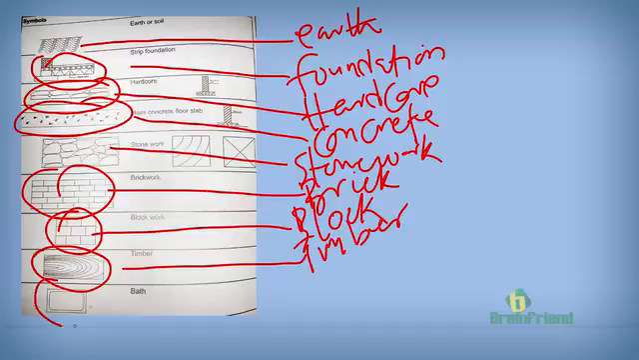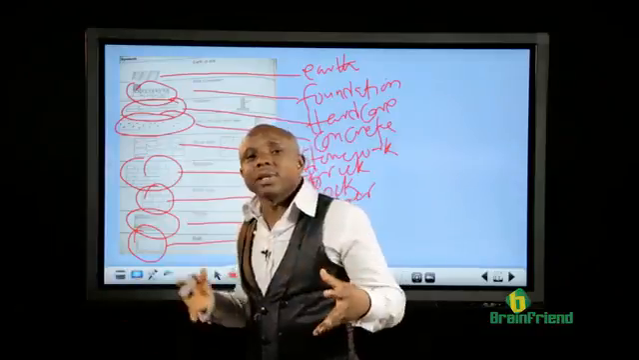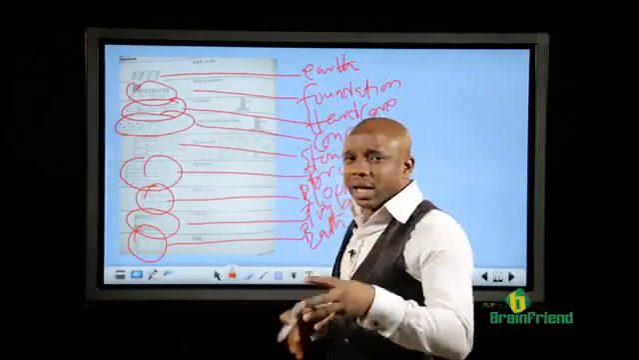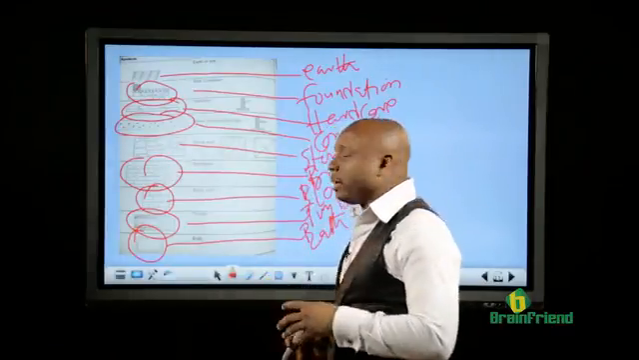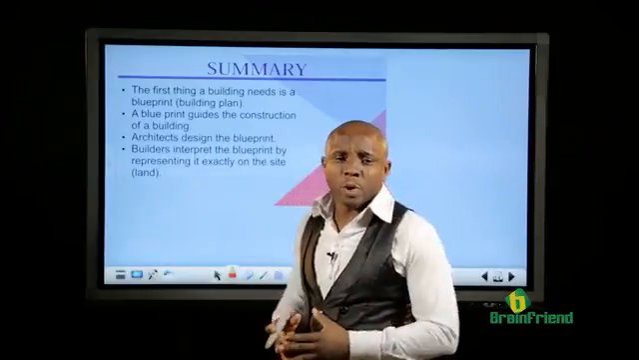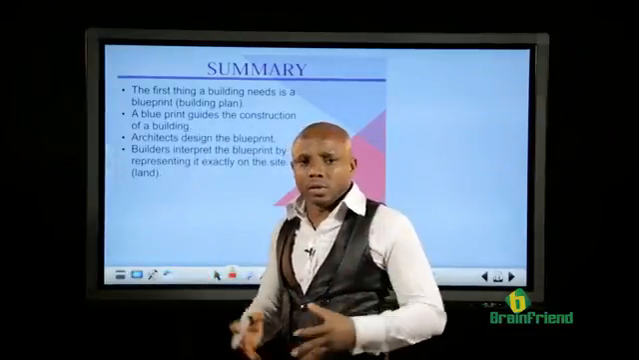And then this symbol here is used for bath in our bathrooms. So these are some of the symbols that are used in the blueprint to represent certain components in the blueprint. Okay, so in summary, what have we discussed today? What have we learned today?